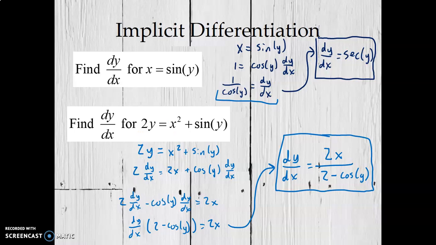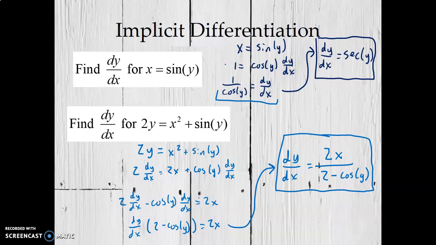Over here, derivative of 2y is 2y prime, or 2 dy dx. X squared turns into 2x, I don't need the dx dx, and then sine y turns into cosine y dy dx, just like it did up here. Since I have dy dx on both sides, I need to subtract that term over, pull the dy dx out front, and then divide by that.